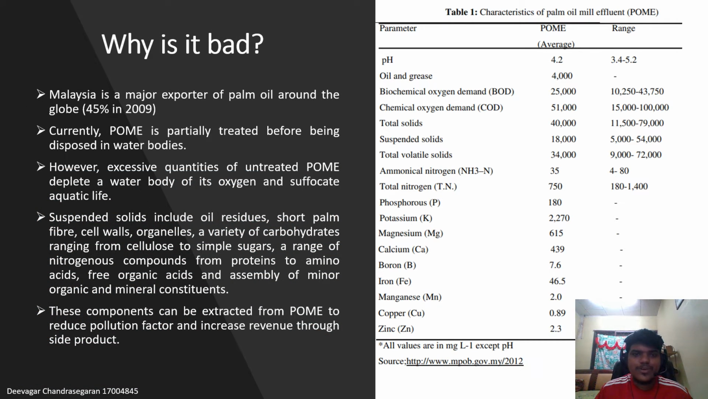Moving on, let's talk about why POME is bad for us. Before discussing POME, it is crucial to state that Malaysia is one of the largest palm oil exporters in the world, accounting for 45% of total exports in 2009. What this signifies is that a larger amount of palm oil produced would also produce a large amount of POME in return, which can be destructive to the environment.